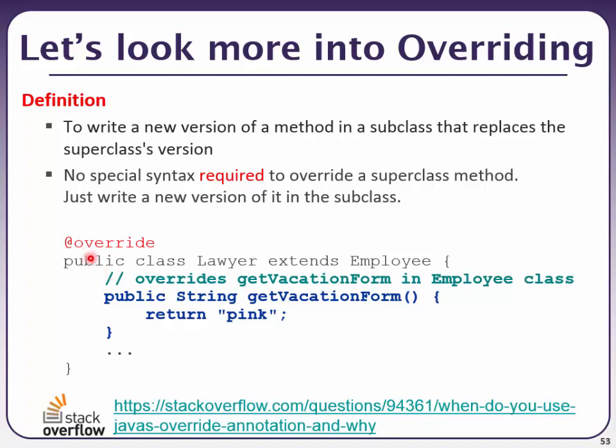And actually here's an example, sorry, there's a little error here. The @override should be right here before public string get vacation form. My apologies, I'll fix that on the slide so that the PDF version of the slide contains the fix. So the @override keyword is not before the public class lawyer extend employee. No, it's inside the public class lawyer, and it's right before the method that you intend to override. Okay, that makes much more sense. So what I'm saying here with this keyword is I am writing a method here, and this is a method that overrides an equivalent method in the superclass.